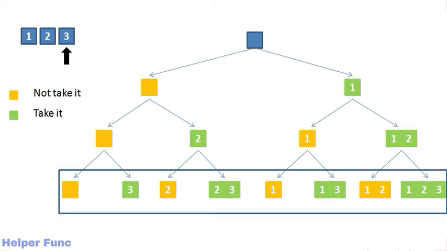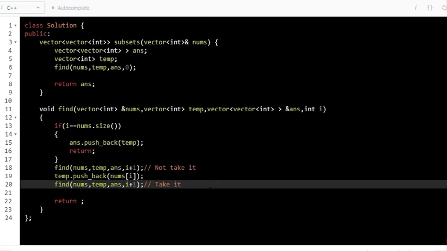Now let's try and understand the code. We are given the nums vector. We declare a 2D vector answer which will store our answer. Now temp is a vector that will store all the states. We are calling a find function which has 4 parameters. First is the nums vector, second is the temporary vector, third is our answer, and fourth is the index. So we will start with index 0.